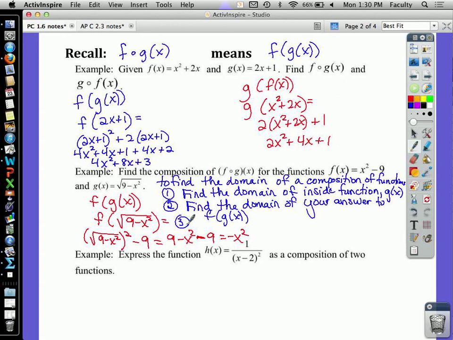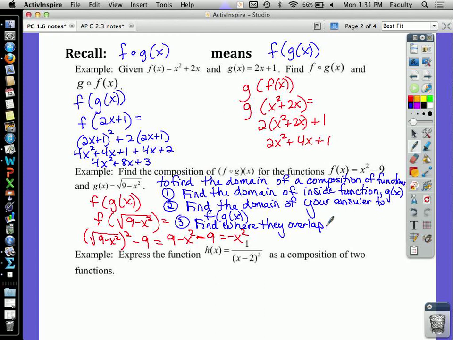Okay, so let me repeat where we are up to this point. To find the domain of a composition of functions, number 1, find the domain of your inside function. In this example, the inside is g of x. Step 2, find the domain of your answer to f of g of x. Step 3, find where they overlap.